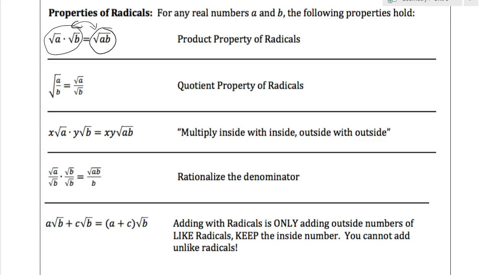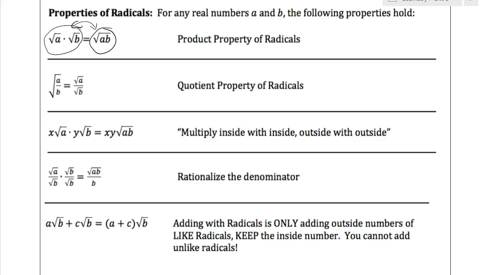Quotients: if you have the square root of a fraction, you can break it up top and bottom. If you have the square root on top and bottom, you can put it together. Either way. When you're multiplying numbers in front and radicals, the numbers that are not underneath the radicals get multiplied together, and the numbers that are under the radicals get multiplied together under the radical.